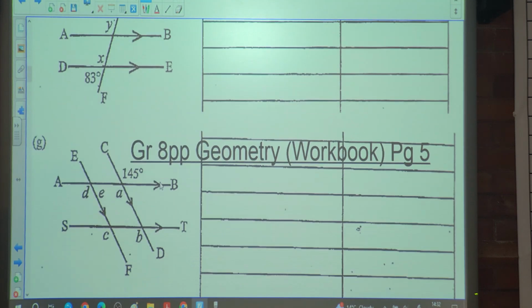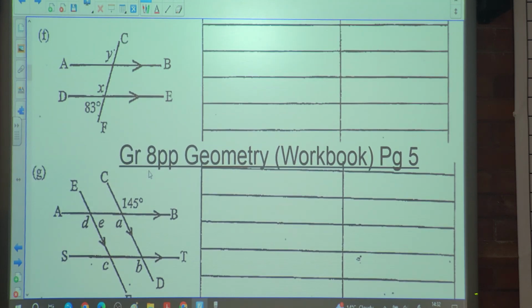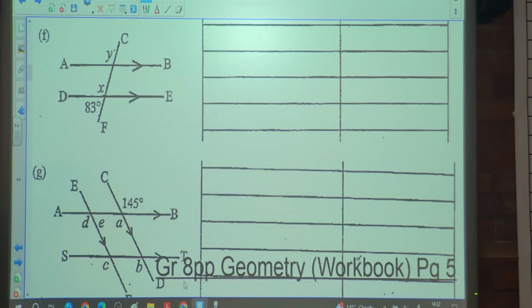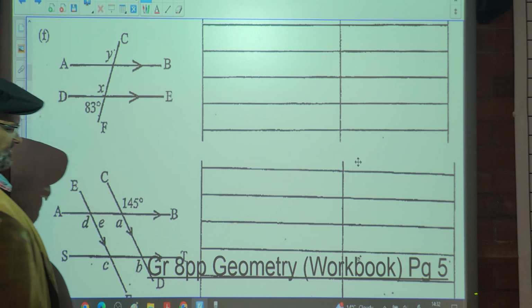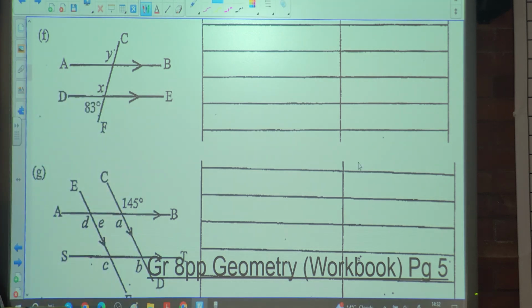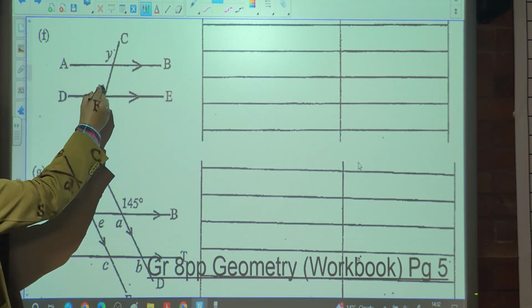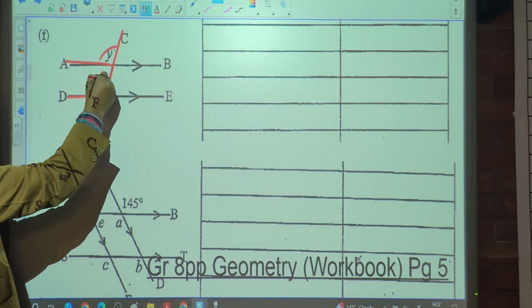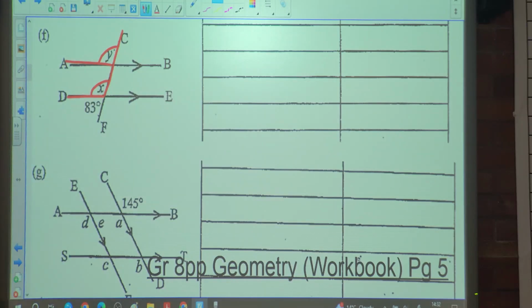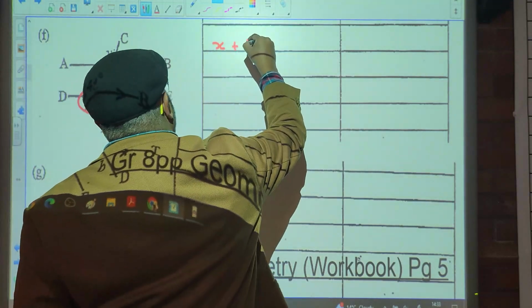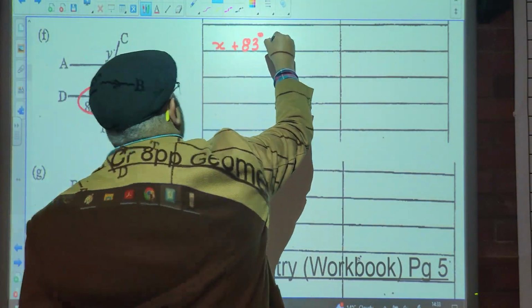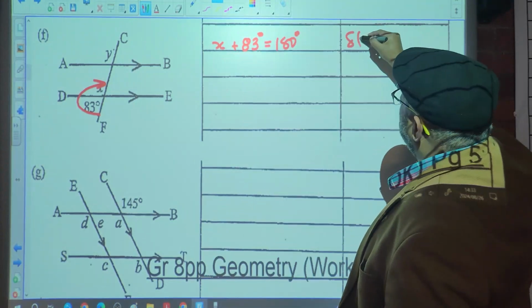I'm going to calculate X. Corresponding with the X, that's corresponding. We don't have Y, so that's not going to work for us. Angles on a straight line first. So X plus 83 is equal to 180. Why? Straight line.